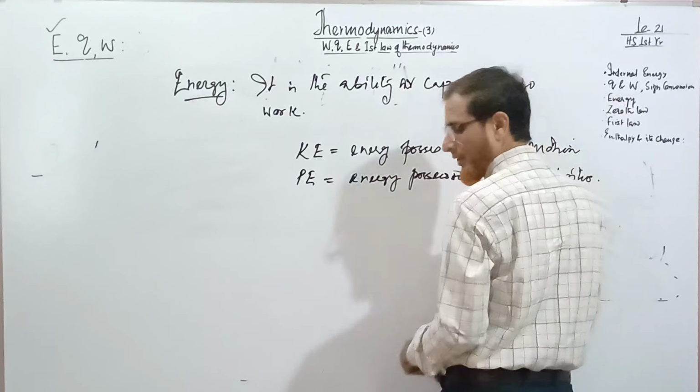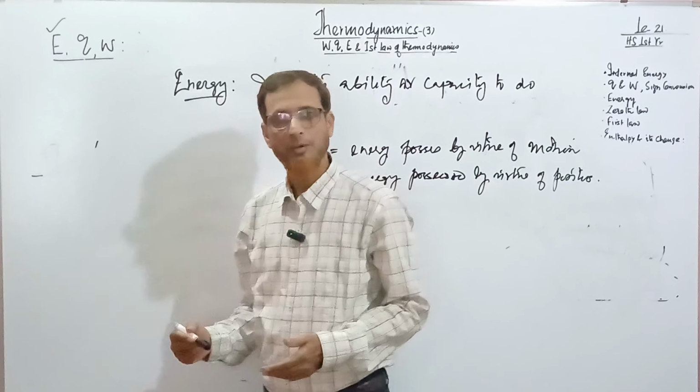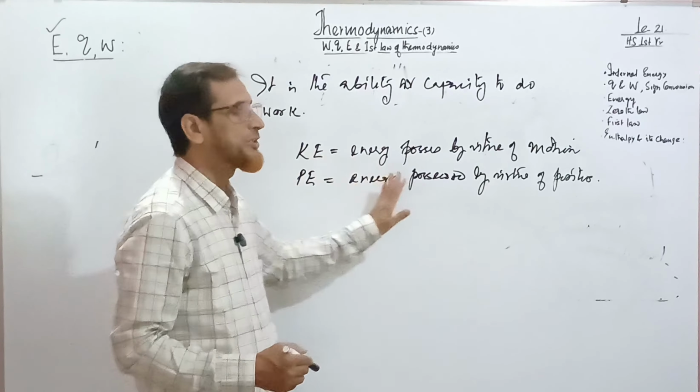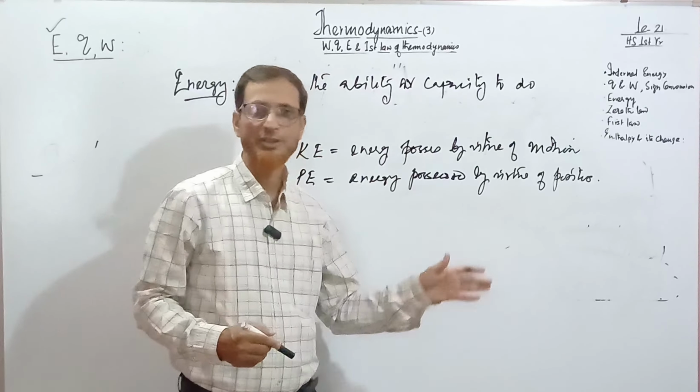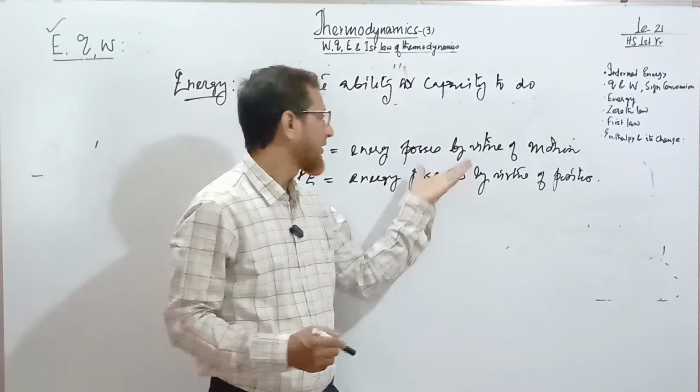Very simple, nothing critical. Kinetic energy is the energy associated with the motion of a particle. Potential energy may be possessed by a body by virtue of its position. If there is any height, you will write mgh; kinetic energy depends on the velocity, half mv square. So potential energy is possessed by a particle by virtue of its position or height, and kinetic energy is due to the velocity or motion of a particle.